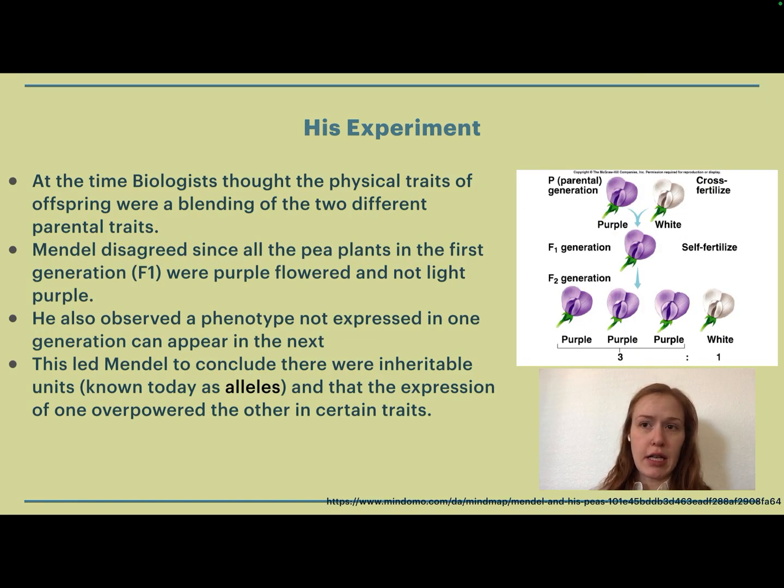Now, at the time, biologists thought the physical traits of offspring were a blending of the 2 parental traits. However, Mendel disagreed, having observed the first generation of pea plants having all purple flowers. If the biologists at the time were right about these certain traits, Mendel would have seen light purple flowers or a flower somewhere on the spectrum between white and purple, not distinctly white and purple.